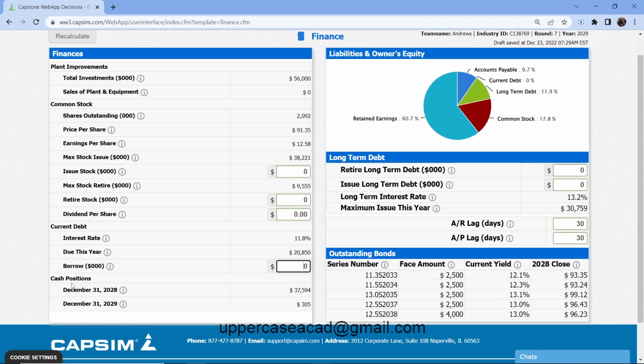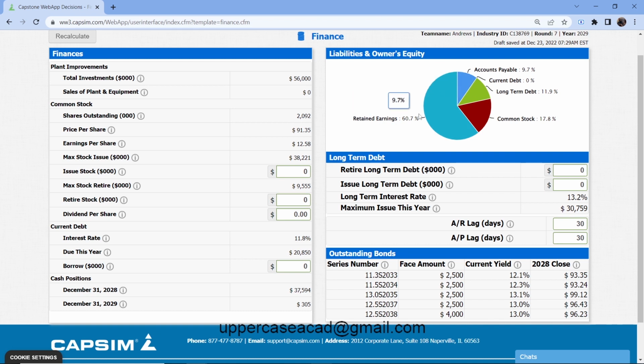Then the cash position. My cash this year is 37 million. Then my cash position next year, this will be my cash position next year if I don't take any loan or do anything else in this finance section. But you can see that this value is so low, so just to cushion me, I'll have to take some loan.